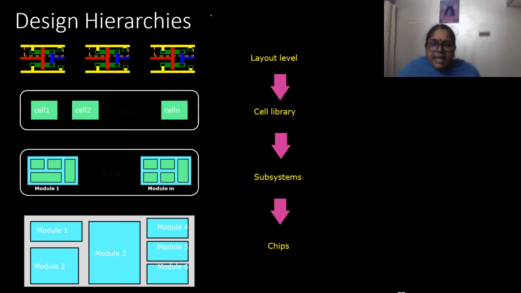This is the design hierarchy. First, each cell is formed. You are going to store the cells in the cell library. Then using the cells, different modules of the subsystem are formed. You connect the modules, each module or subsystem is connected to form the complete circuitry.